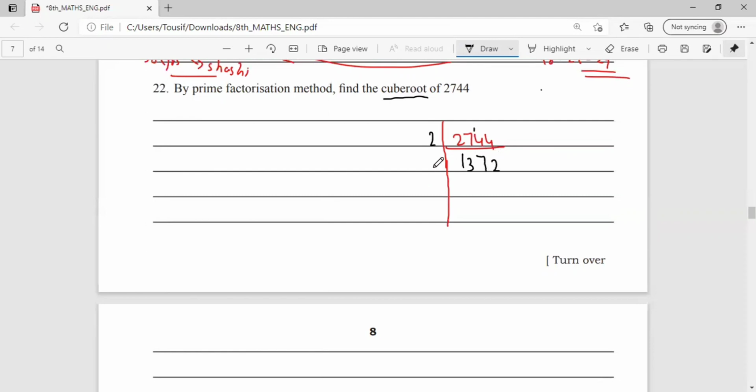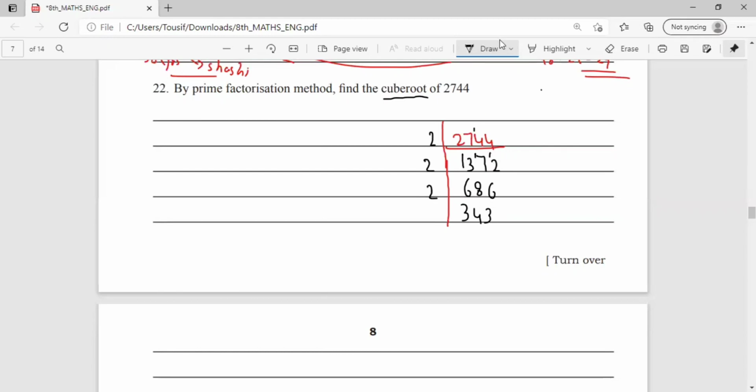2 twos are 4. Once again, I'm going with 2. So 2 sixes are 12, 1 is remaining. 2 eights are 16, 1 is remaining. 2 sixes are 12. Once again, 2 threes are 6. 2 fours are 8. 2 threes are 6.